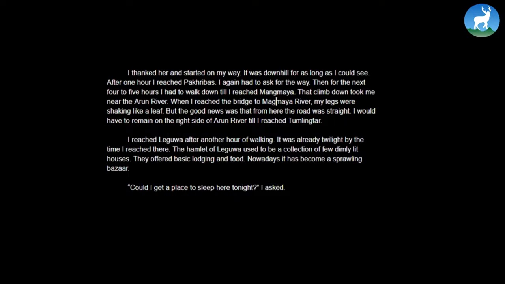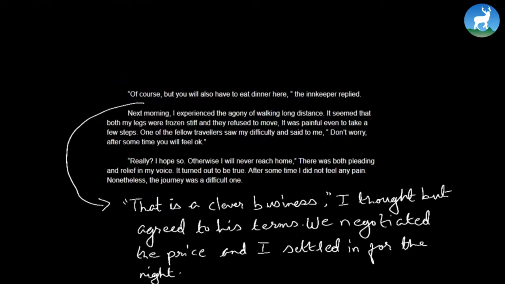The hamlet of Legua used to be a collection of few dimly lit houses. They offered basic lodging and fooding. Nowadays it has become a sprawling bazaar. Could I get a place to sleep here tonight? I asked. Of course, but you'll also have to eat dinner here, the innkeeper replied.